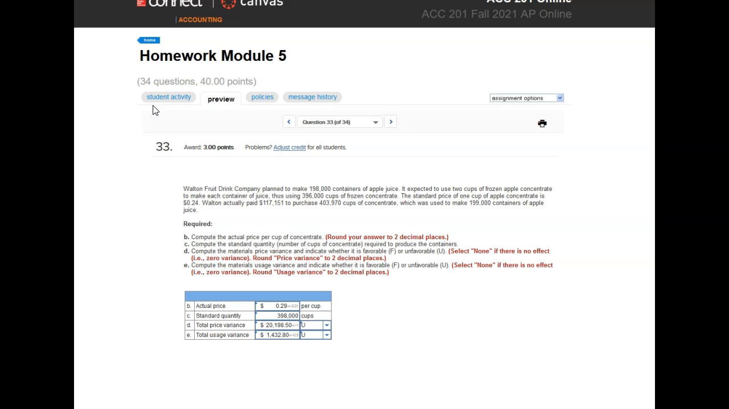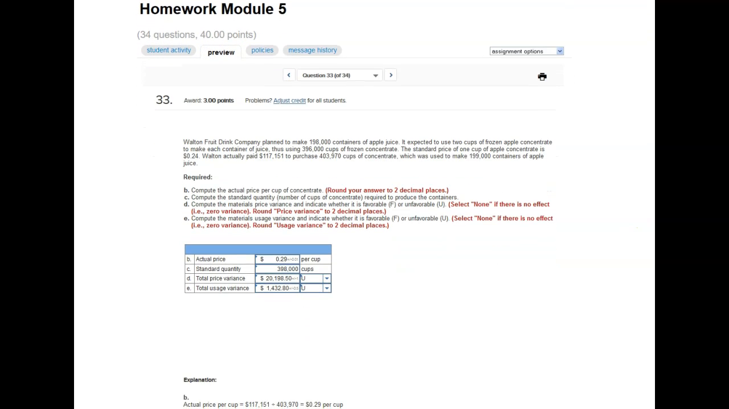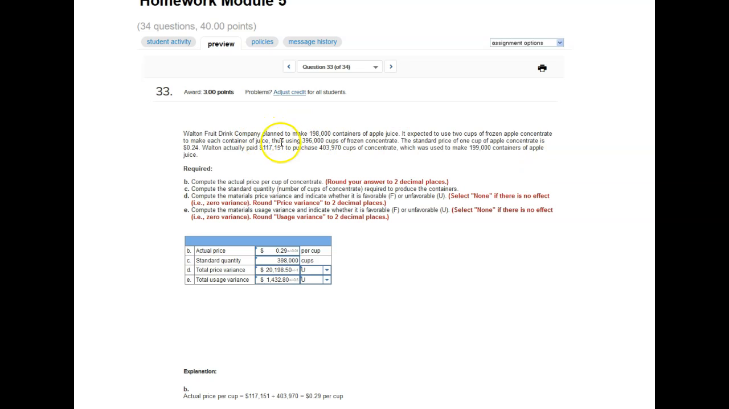This deals with standard cost and finding variances, and we're going to be looking at materials in this case. Let's set this up a little bit. We have a fruit drink company. It planned to make 198,000 containers of apple juice. And here's where we're getting to the standards. It expected to use 2 cups of frozen apple concentrate to make each container of juice. So again, 2 cups of concentrate are expected to be used to make 1 container of juice.